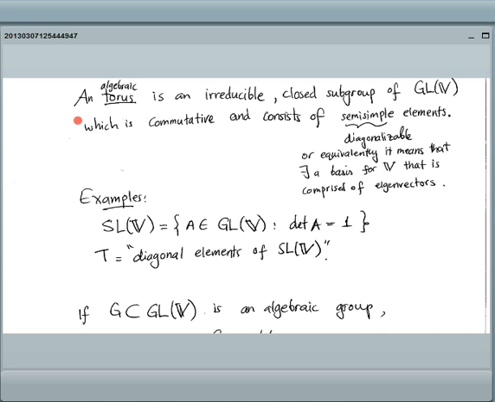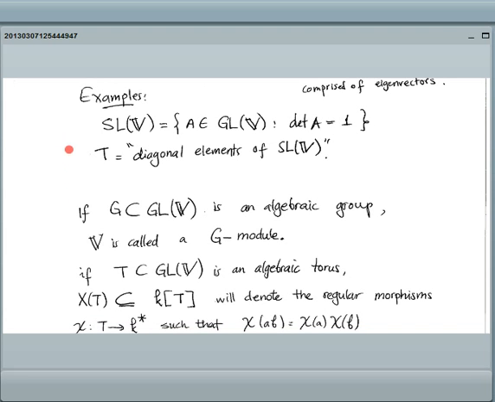So any closed group which consists of diagonalizable matrices is called an algebraic torus. Again, an algebraic torus is a closed subgroup of GL(V) whose elements are diagonalizable. All right. So in this case, we know that for matrix groups, usually when we talk about tori in matrix groups, we say a torus is something which is isomorphic to a product of copies of S1, right? So in this case, is there something similar for an algebraic torus? In the case where V is a finite dimensional vector space.